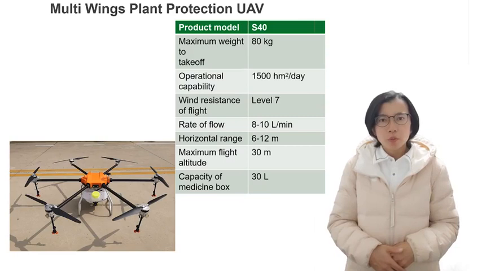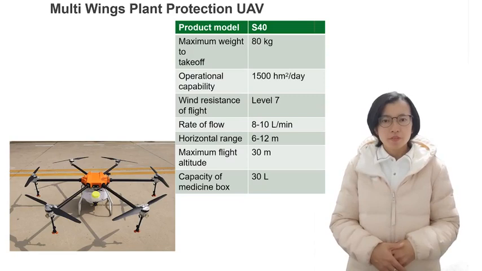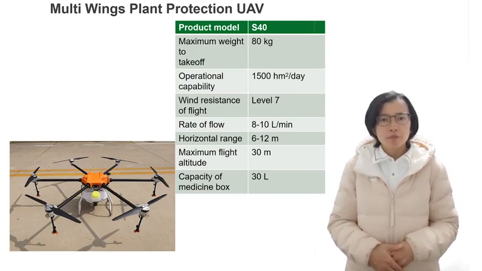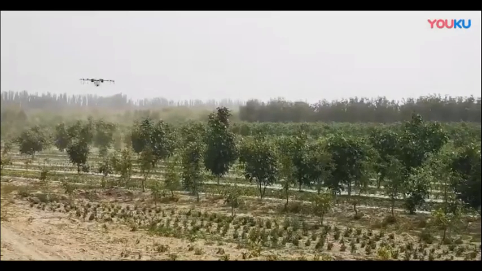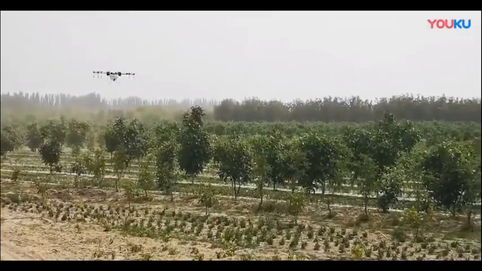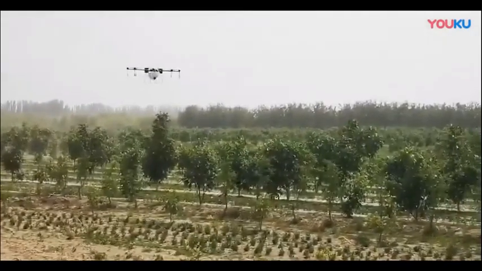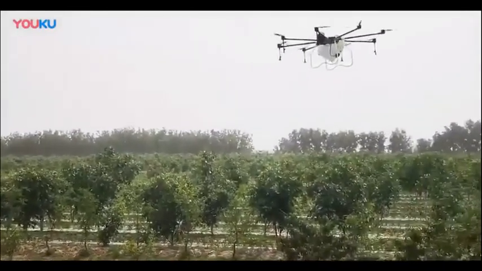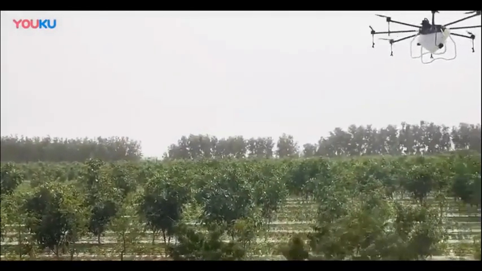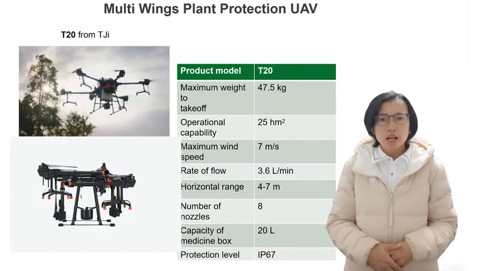This is a multi-wing UAV, and the capacity is only 30 liters. It is very light. Let's see how the multi-wing UAV works. This is also a multi-wing UAV. The capacity is only 20 liters. It's very small. Let's see how it works.